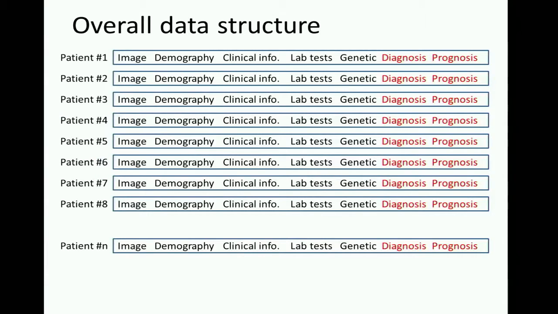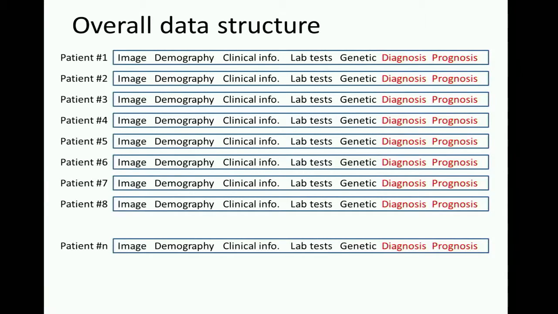But anyway, the data looks like this. We have patient information, and each patient carries this vector that consists of imaging, demography, clinical information, lab tests, genetic information. I use a different color for diagnosis and prognosis because usually the left side is input parameter and the right side, the red one, is the information we know. And when patient N comes, we want to make a decision about diagnosis.